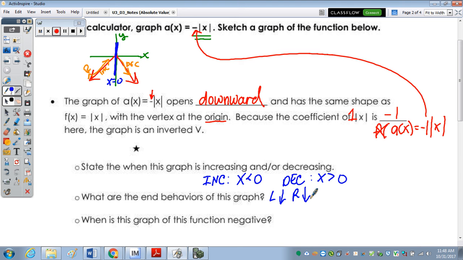And then when is this graph of the function negative or below the x-axis? Well, it's below the x-axis for all points but this one. So we have the left piece and the right piece. So since we have two pieces, we have two inequalities. So it's negative for x to the left of 0 or to the right of 0.